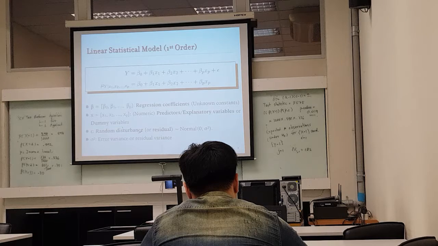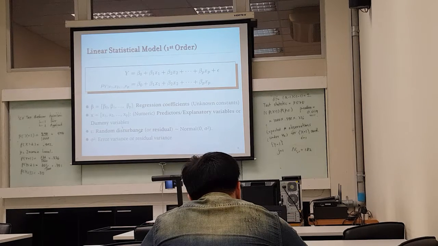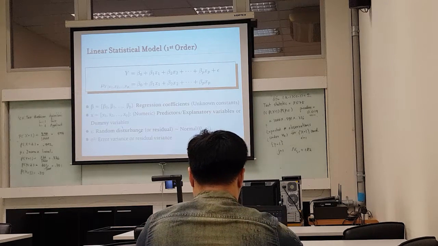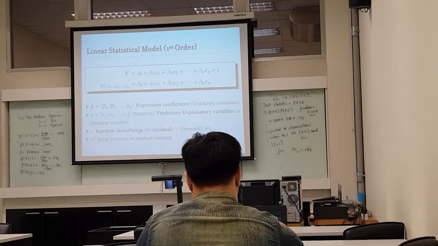This beta is called the coefficient of the regression model, beta 0 to beta p. We use this notation, the thick beta, to represent the vector beta 0 to beta p. These are called regression coefficients, which are constant. In the model they are constant, but unknown. Beta 0 to beta p are unknown constants.